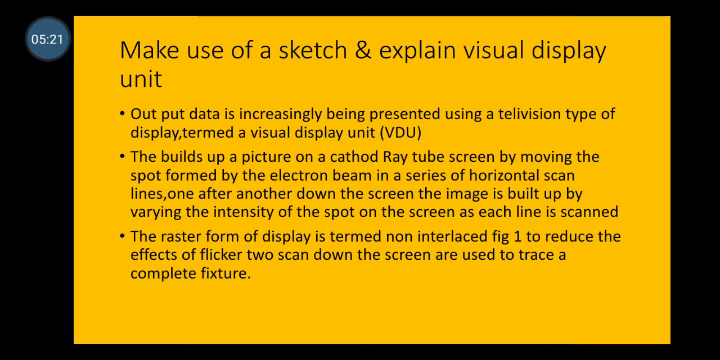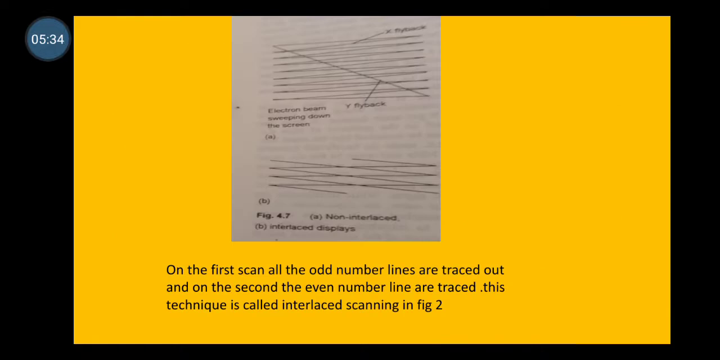Next question: make use of a sketch and explain visual display unit. Here, in the first scan all odd number lines are traced out, and then in the second scan the even number lines are traced. This technique is called interlaced scanning.